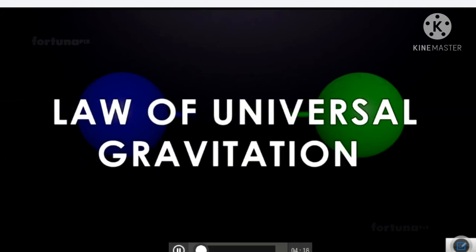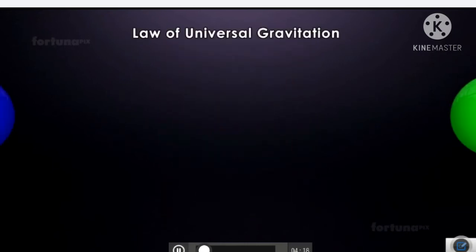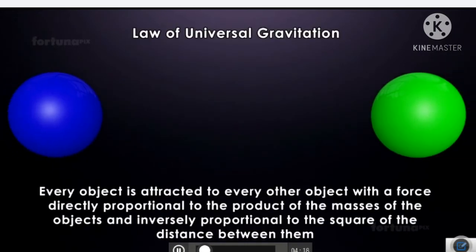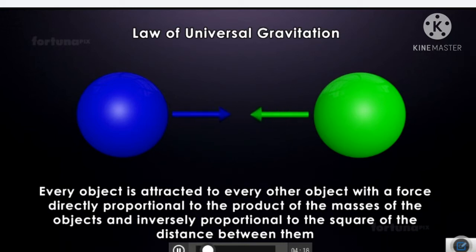Law of universal gravitation. In his law of universal gravitation, physicist Sir Isaac Newton proposed that every object is attracted to every other object with a force directly proportional to the product of the masses of the objects and inversely proportional to the square of the distance between them.